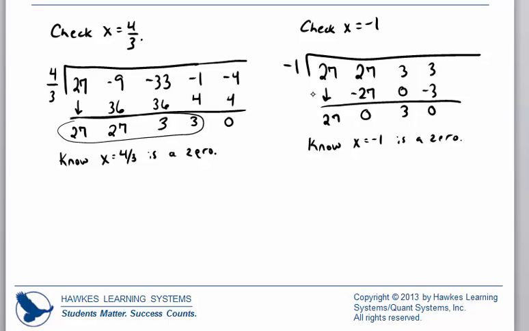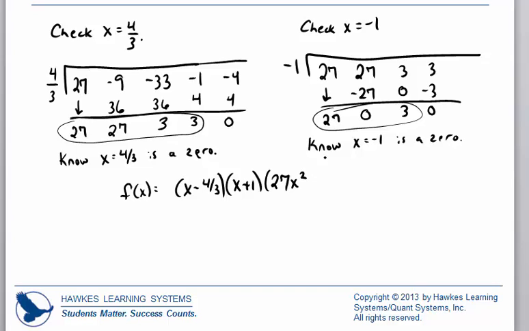All right, so let's look at what we've got now that we have gotten to this point. In terms of factoring this thing, I'm going to have a factor that looks like x minus 4/3, and a factor that looks like x plus 1. That's coming from these 2 zeros. And then I'm going to have whatever I'm left with here, which is a squared term, 27x squared plus 0x plus 3.